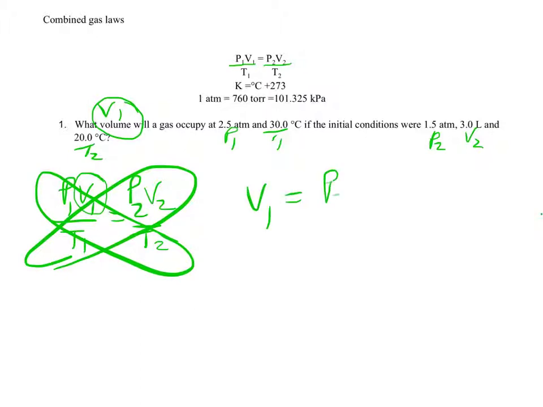V1 is going to equal P2 times V2 times T1, and remember, temperature is going to be in Kelvin every time we use it in an equation. And then P1 and T2 are going to end up on the bottom.